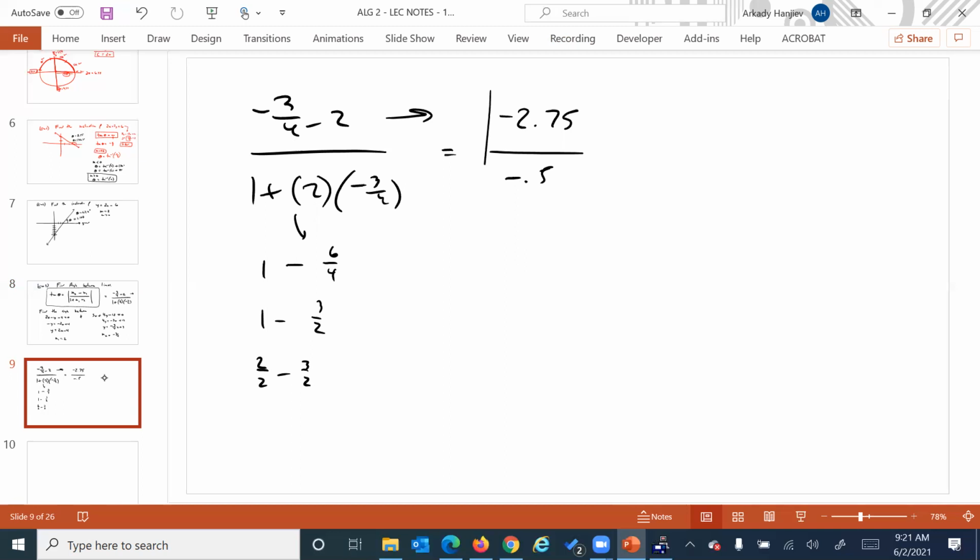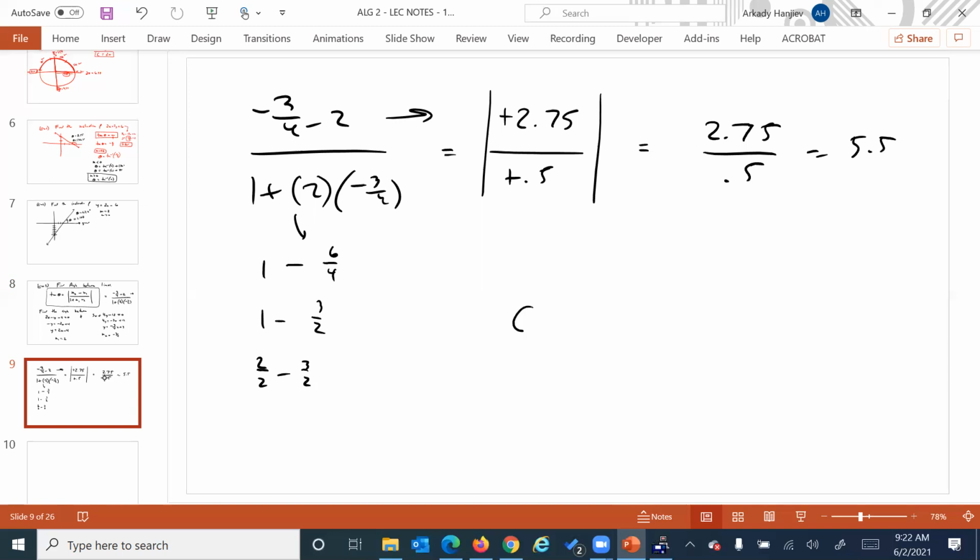That's absolute value. What's going to happen here? It's going to cancel off these guys. So eventually we have 2.75 divided by 0.5. Could you guys give me that? What do you guys get there? 5.5. Okay. So eventually I get 5.5 out of this.